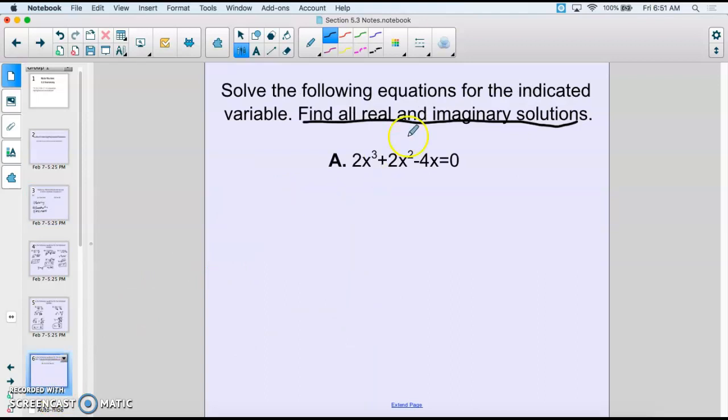Okay. First, I see that there is a GCF that could be taken out. I could take out a 2x. So let's see where that gets us. Oh, hang on. Take out 2x. We're left with x squared plus x minus 2. And I think we can factor this.